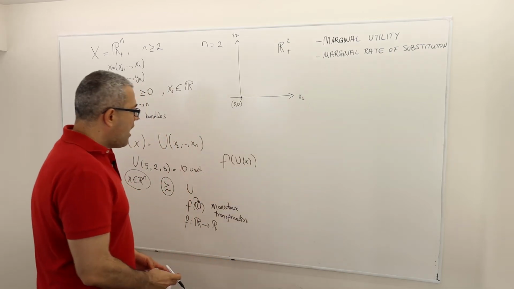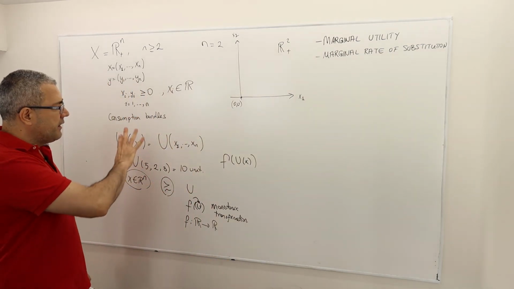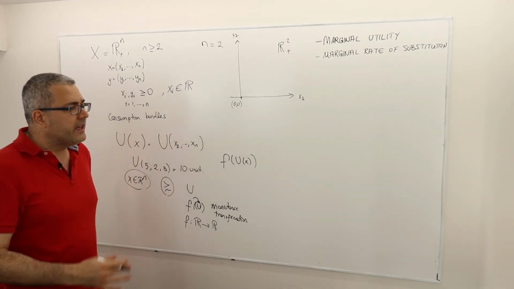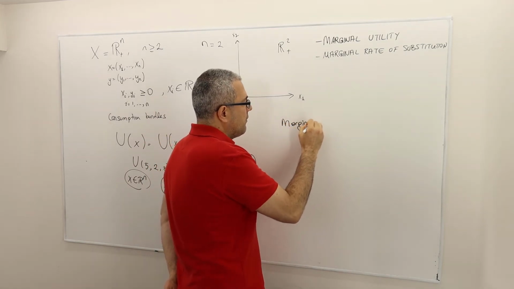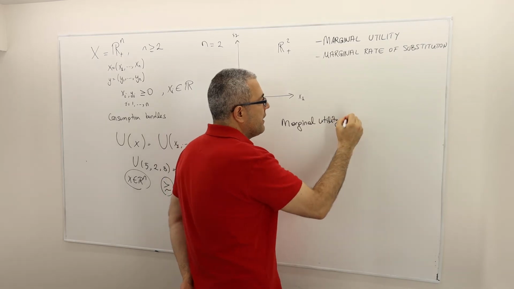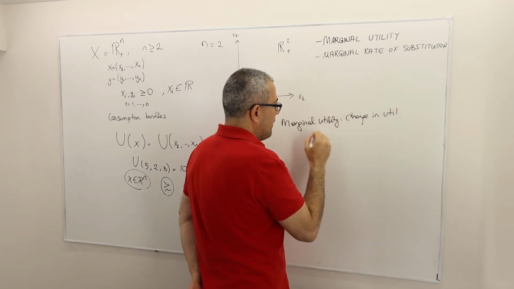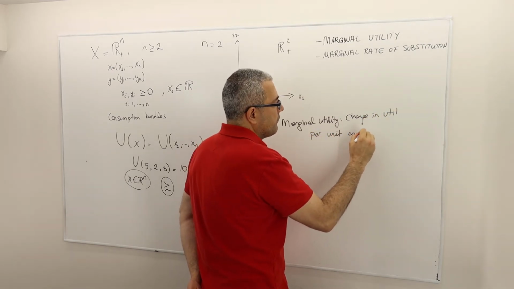All right, so where are we? Okay, so we talked about the formal setup. In this setup, we can define marginal utility as follows. Marginal utility. So what is marginal utility? It is basically a change in utility per unit consumption.